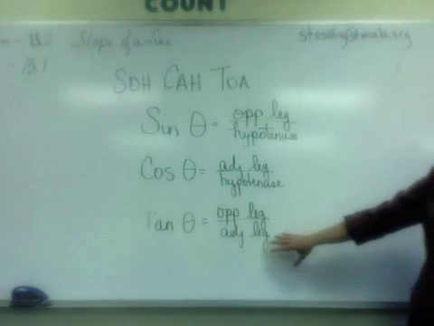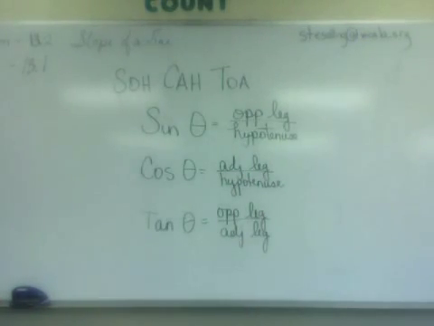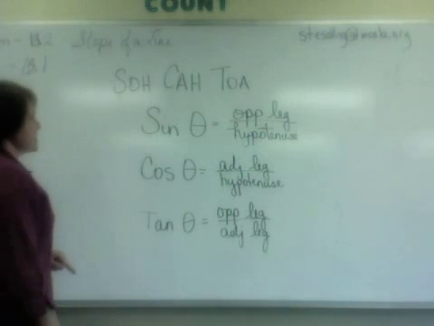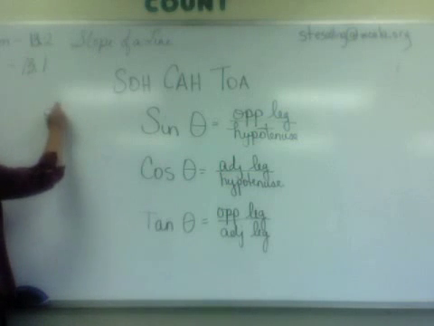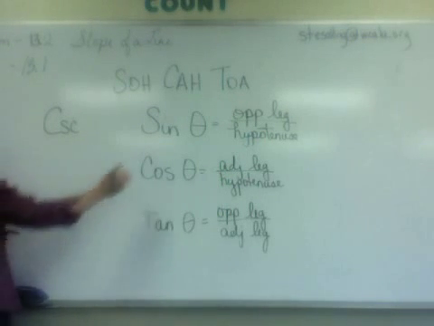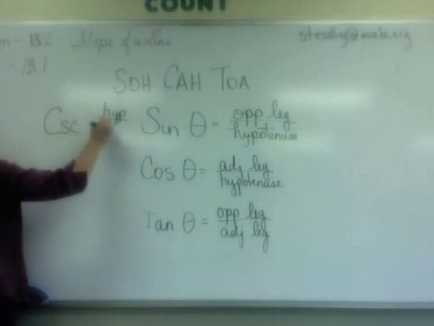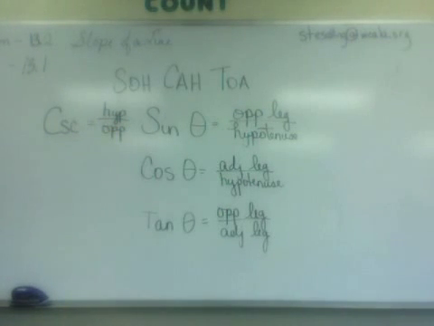Okay. Now, like I said at the beginning, there are 6 trigonometric functions. The next 3 are simply the inverse of these 3. The inverse of sine is the cosecant function. Whereas the sine function says opposite over hypotenuse, the cosecant says hypotenuse over opposite. It's simply the reciprocal of the sine function.